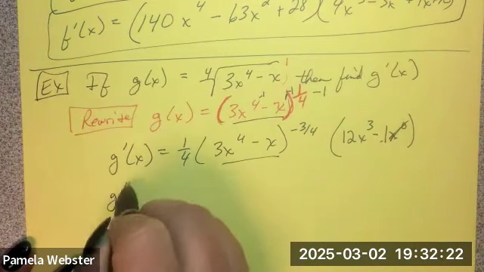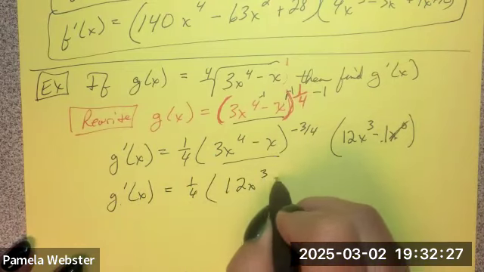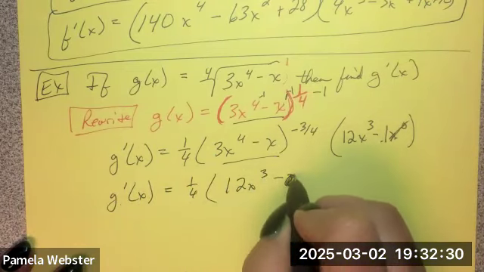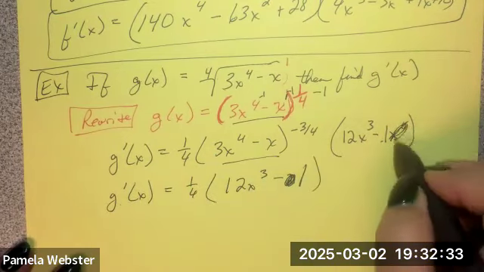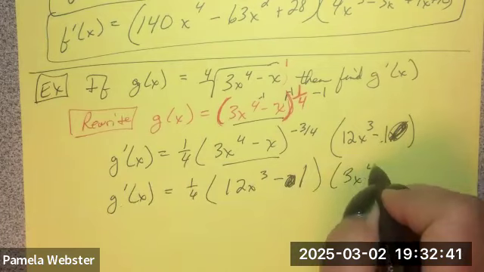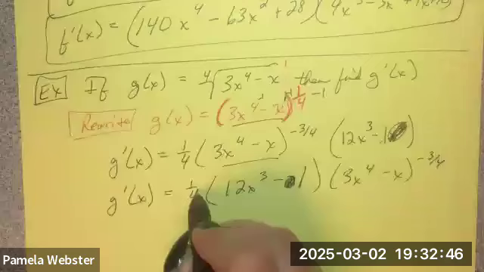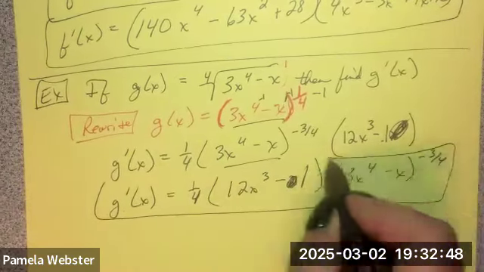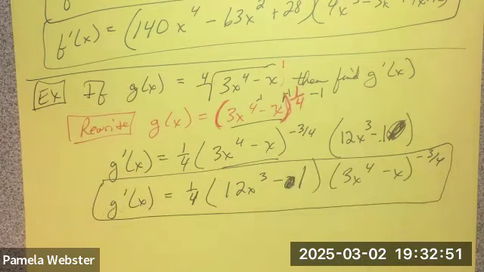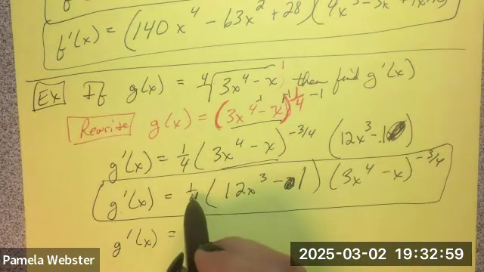I can make it a little bit prettier by rearranging. G prime equals 1/4 times 12x to the third minus a 1. See, that's why I just say it's a 1. Okay, and then times that 3x to the fourth minus x stuff, to the negative 3/4. On this one, again, I'm okay if you leave it just like this. It's not too terrible to multiply that 1/4 through this first set of parentheses, but you are going to get a fraction in there. So for some of you that might stress you out.